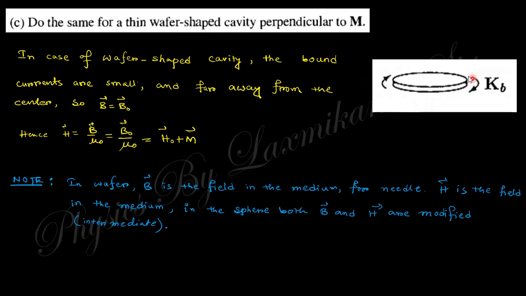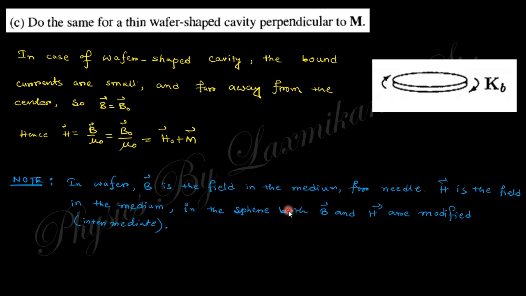So this is the wafer-shaped cavity which is perpendicular to the M. Since this is far away from the center, this wafer will be very large. That's why B equals B naught. So H equals B by mu naught, so B naught by mu naught, which is mu naught H naught plus M. It is notable that B is the field in this medium in the case of the wafer. In the case of the needle, H is the field of the medium.